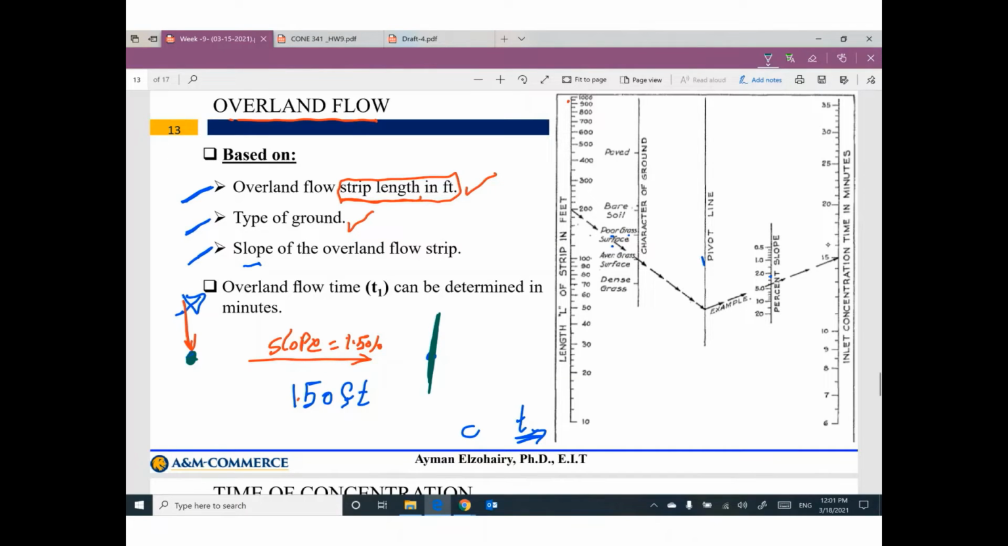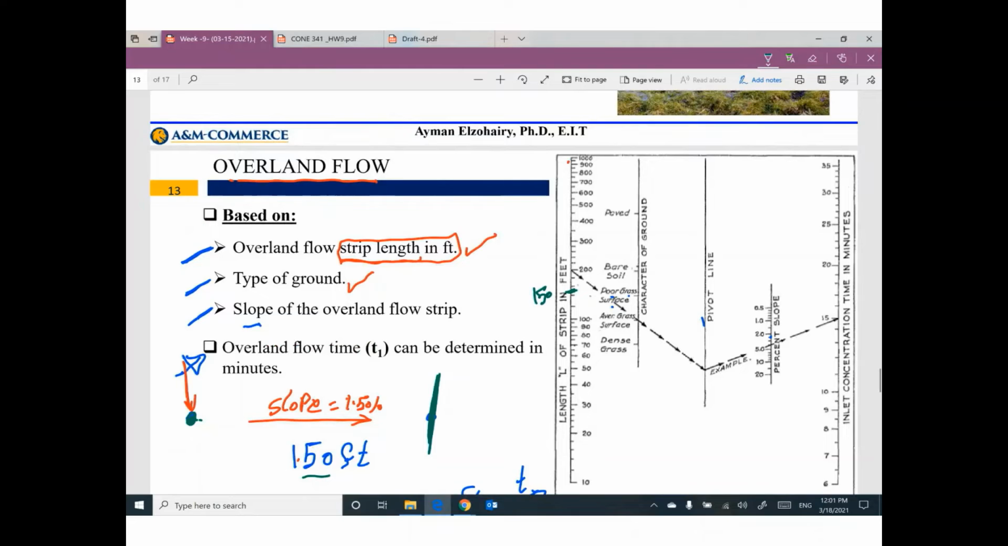Let's start. What is the length of the strip? 150 feet. So go ahead on the first scale and put the length: 20, 40, 60, 80, 100, so 150 will be a bit beyond here. And you are talking here about your street. The street is a paved surface, so you have here paved surface. Go ahead and draw a line between this point and extend it. It will intersect here.